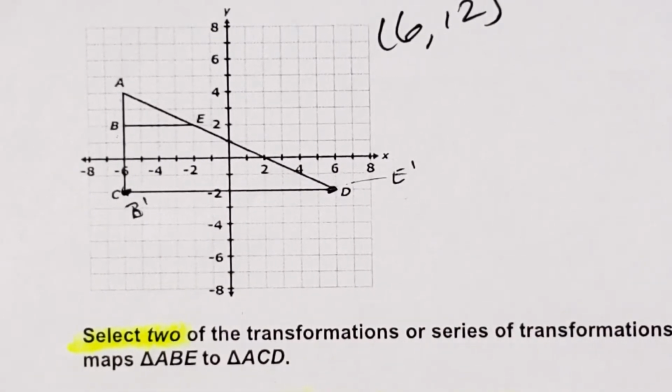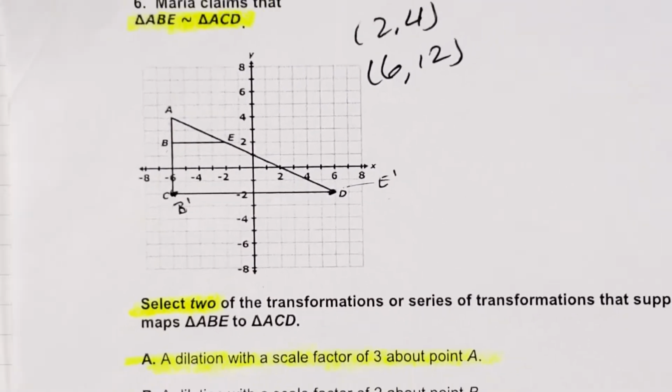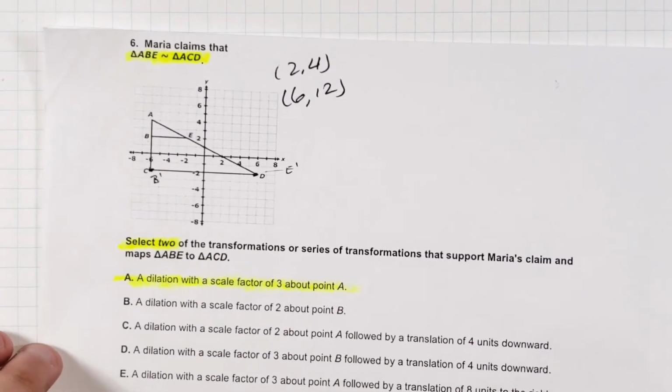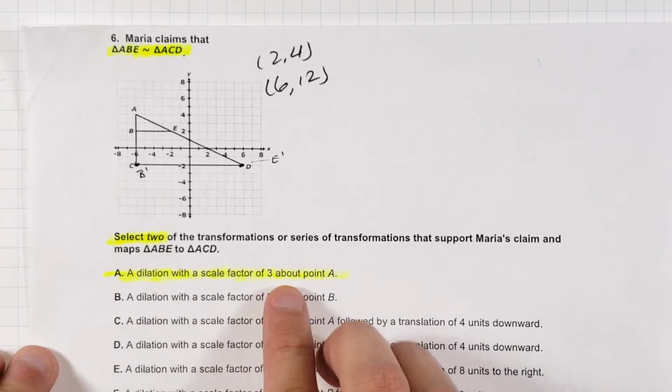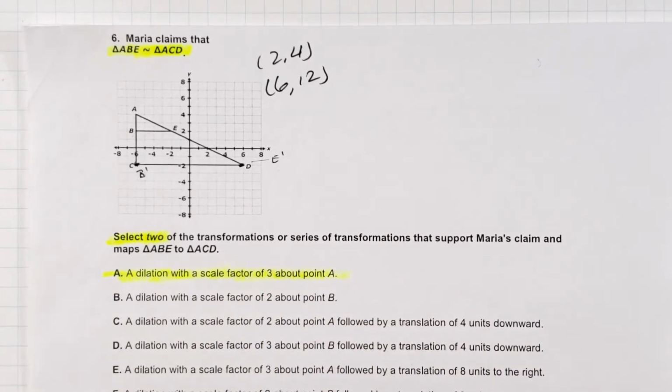And for the sake of time, there we go. All right, so we know letter A is one of our answers. And for the sake of time, I want to say that the other answer here was C, but let's go through it, okay?